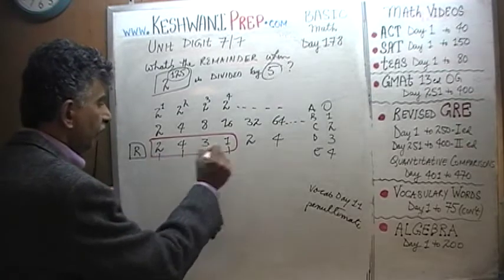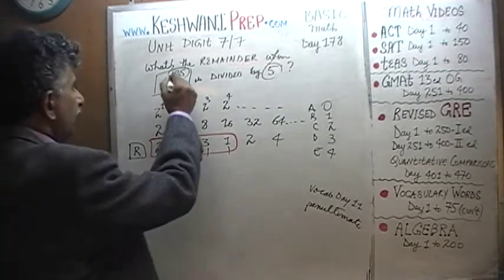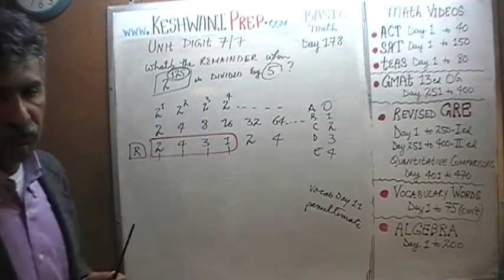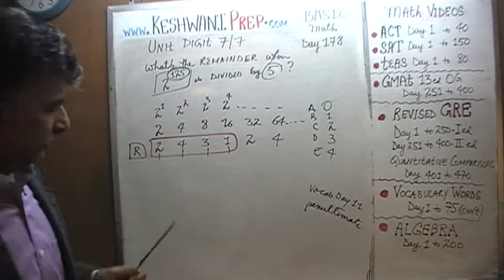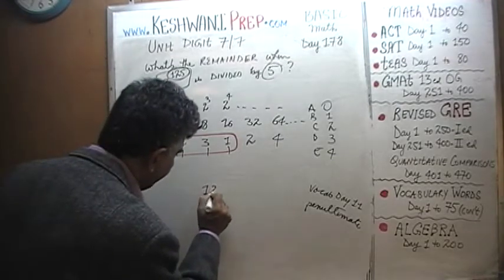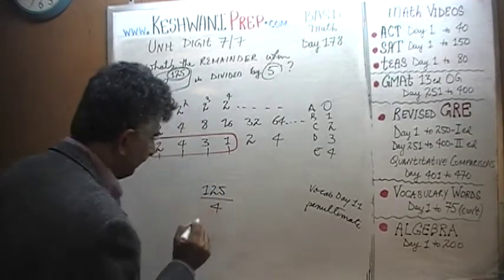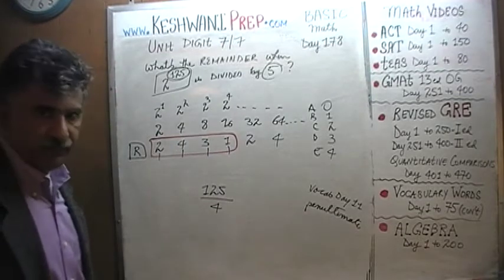1, 2, 3, 4. We have a power of 125. Our job is to find out how many cycles 125 has in it. Let's find out, shall we? We're going to divide 125 by 4.